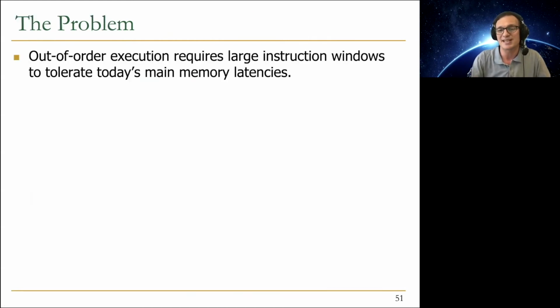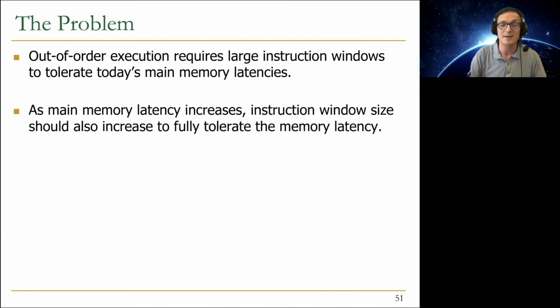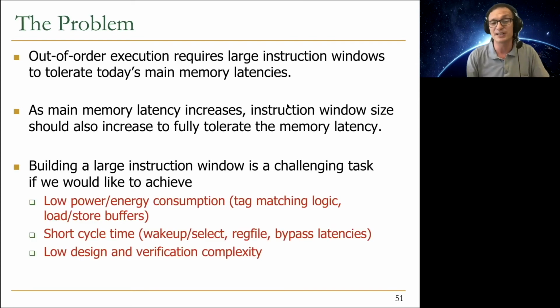So the problem is, as you know very well, out-of-order execution requires large instruction windows to tolerate modern main memory latencies on the order of hundreds of cycles. And as main memory latency increases, we did this exercise, instruction window size should also increase to fully tolerate the memory latency. Remember, we did this exercise when we talked about out-of-order execution and its limits in an earlier lecture. Now, building a large instruction window is a worthy goal, and people are trying it. That's great. And people actually made a lot of advances in it, but it's still a challenging task, especially if you would like to achieve low power and energy consumption, short cycle time, and low design and verification complexity at the same time.